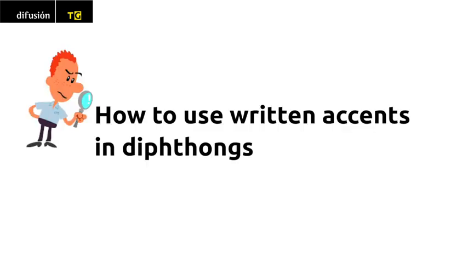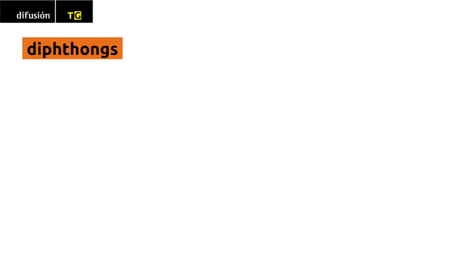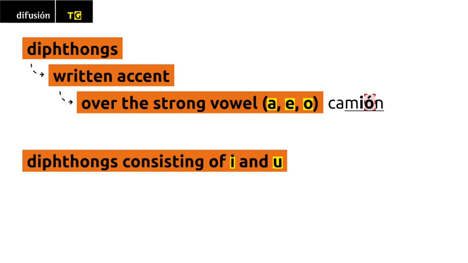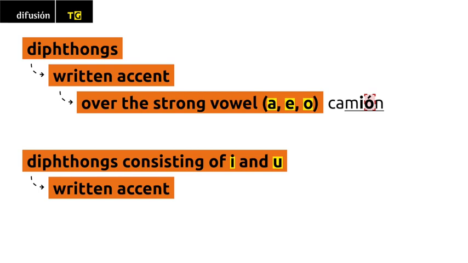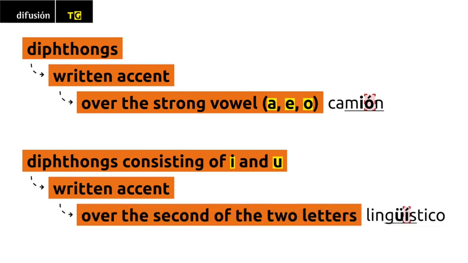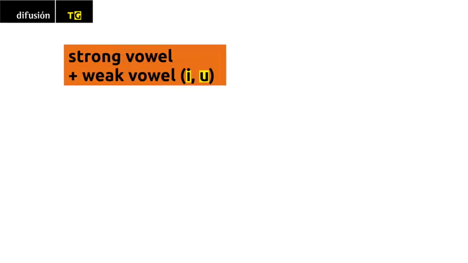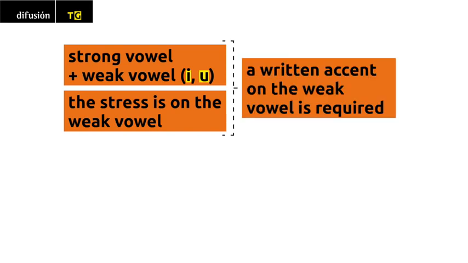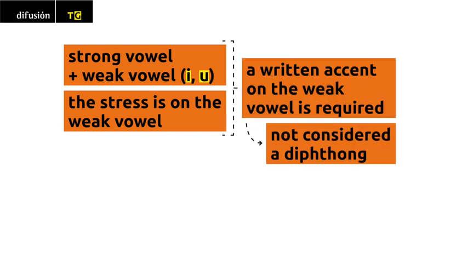How to use written accents in diphthongs. In diphthongs, the written accent always goes over the strong vowel: a, e, o. Camión. And in the case of diphthongs consisting of I and U, the written accent goes over the second of the two letters. Lingüístico. Remember that when there is a strong vowel together with a weak vowel, I, U, and the stress is on the weak vowel, a written accent on the weak vowel is required, and it is not considered a diphthong, but rather two separate syllables.